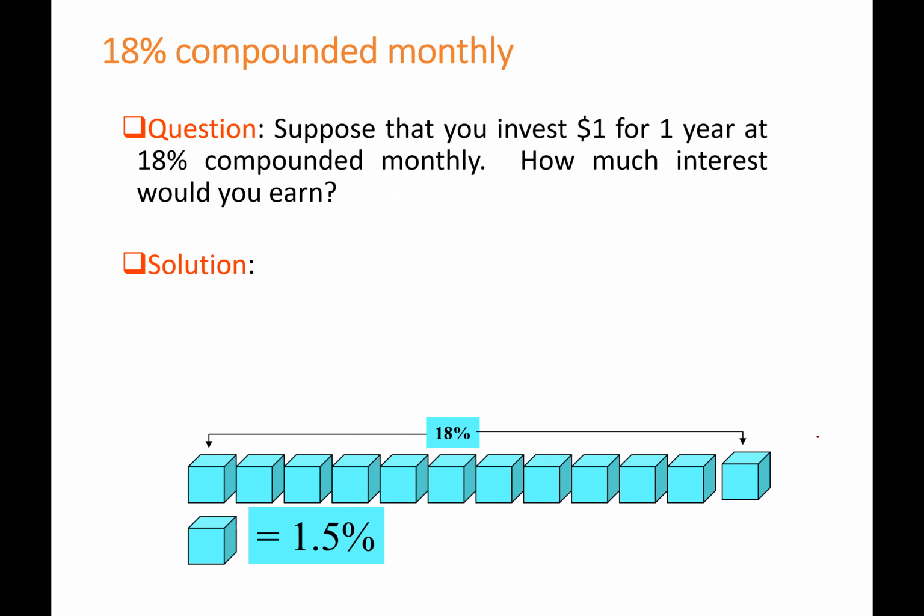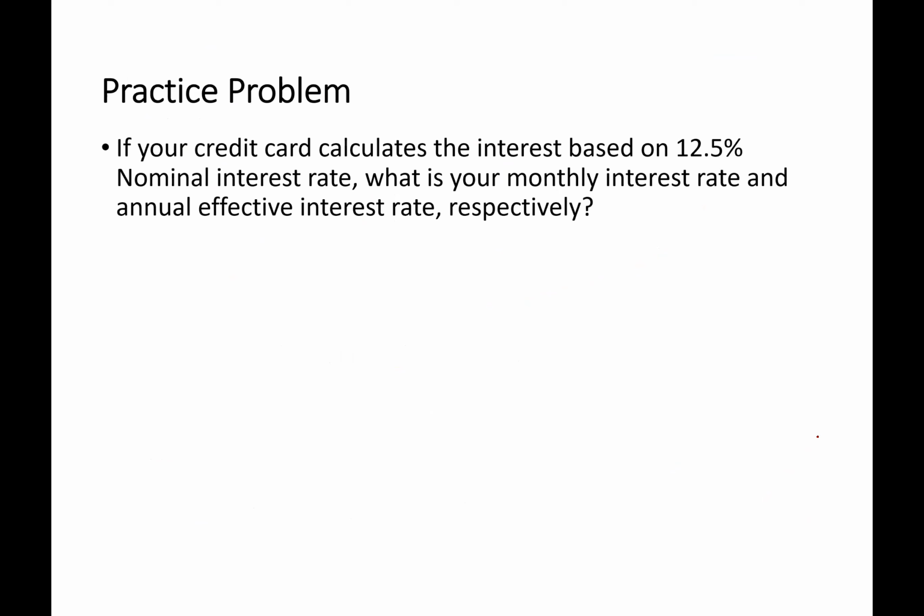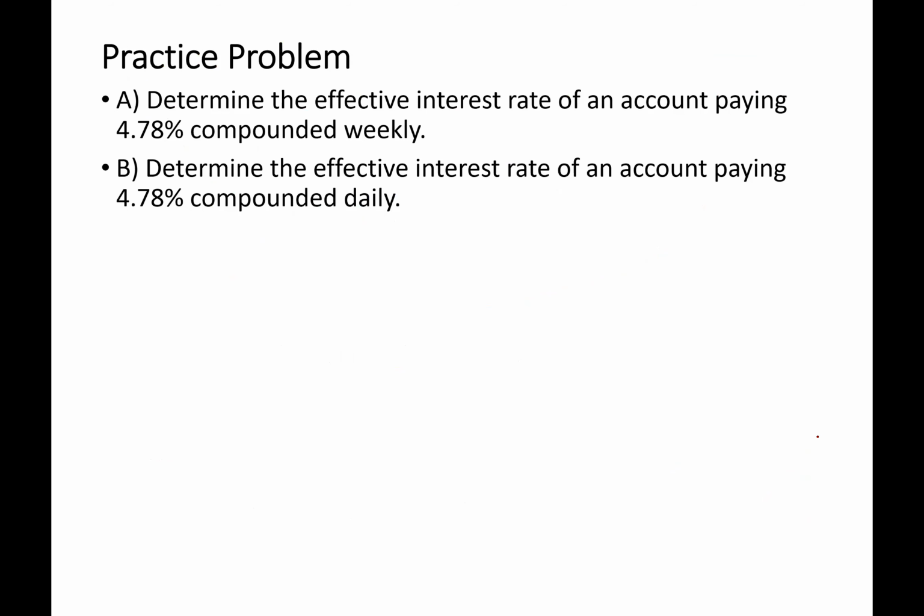Okay. Now, we went over this practice example. Let's look at this one. Let's utilize the formula. So the effective interest rate equals 1 plus R over N, to the N power, minus 1. Let's utilize this formula to get the effective interest rate for these two cases. Determine the effective interest rate, or you can say APR. So you're looking for the APR of an account paying 4.78% compounding weekly.